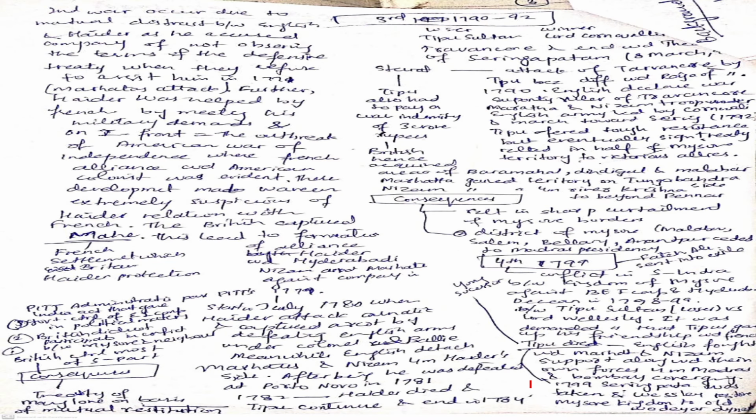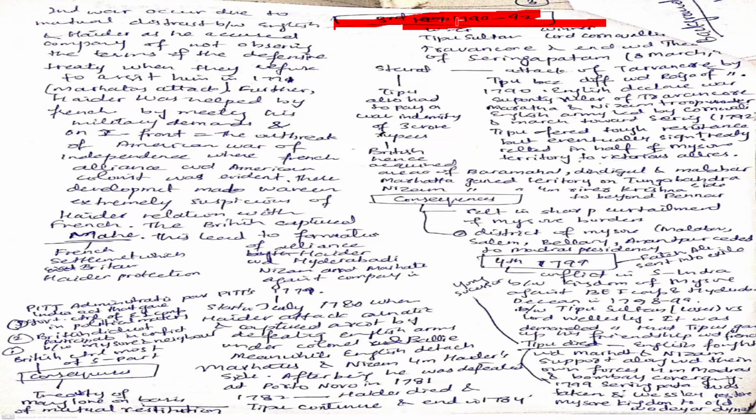The third Anglo-Mysore War happened between 1790 and 1792. The war occurred due to mutual distrust between the English and Hyder Ali, as he accused the Company of not observing the terms of the defensive treaty when they refused to assist him against the Maratha attack in 1771. Further, Hyder was helped by the French in meeting his military demands, and on the outbreak of the American War of Independence, the French alliance and American colonialism were evident.